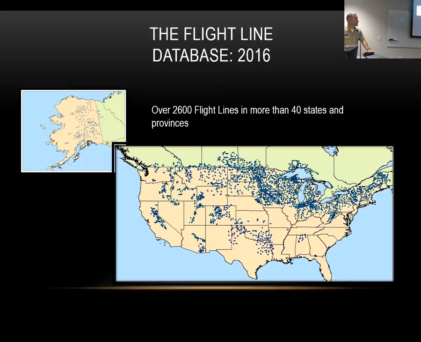So this is what that flight line shapefile looks like. You can see our coverage up in Alaska, anywhere in the US that it snows, and we've actually expanded our network to include soil moisture work down in Texas and Oklahoma over the last few years.